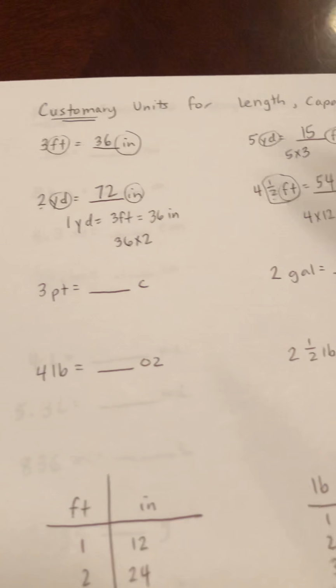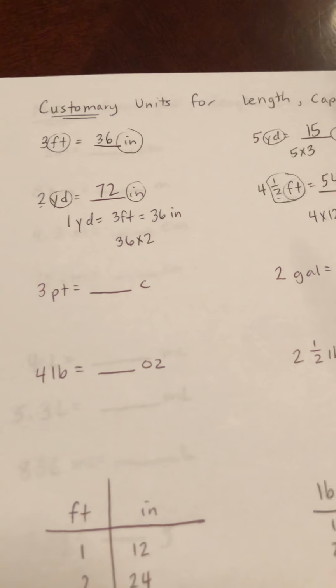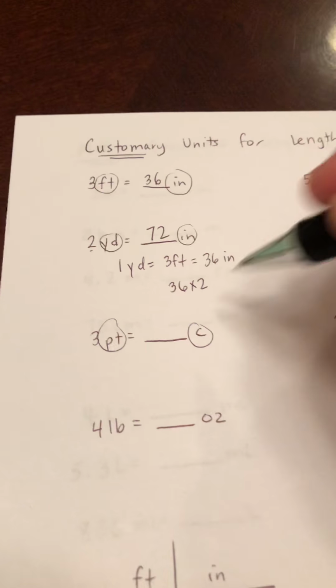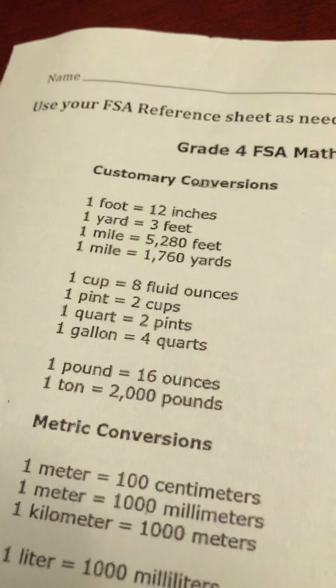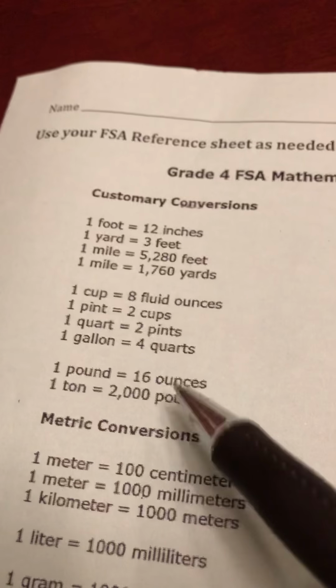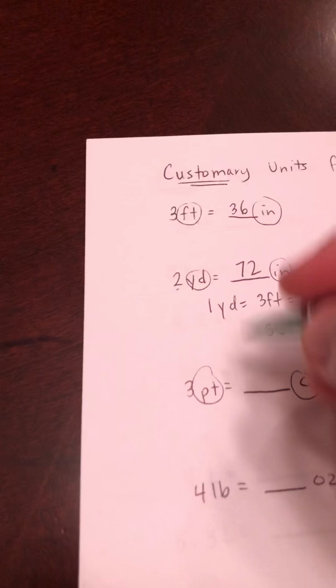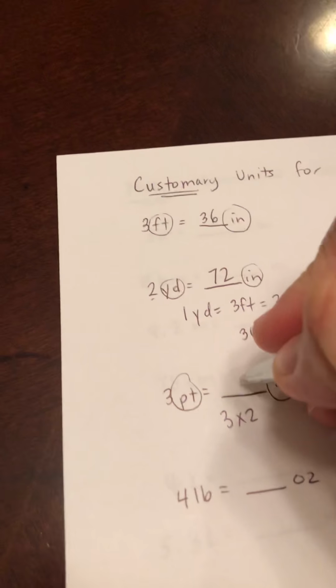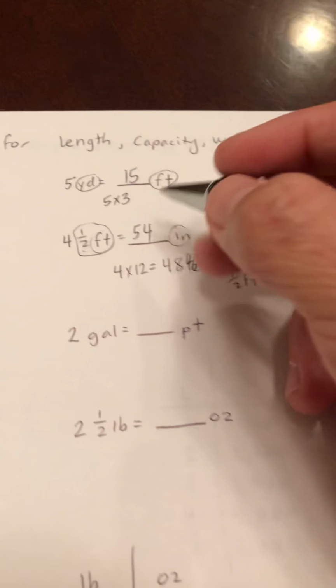All right, and then we'll work with some capacity units here. How many cups are there in 3 pints? Well, I have to know how many cups there are in a pint. There are 2 cups in a pint. 3 times 2 is 6.